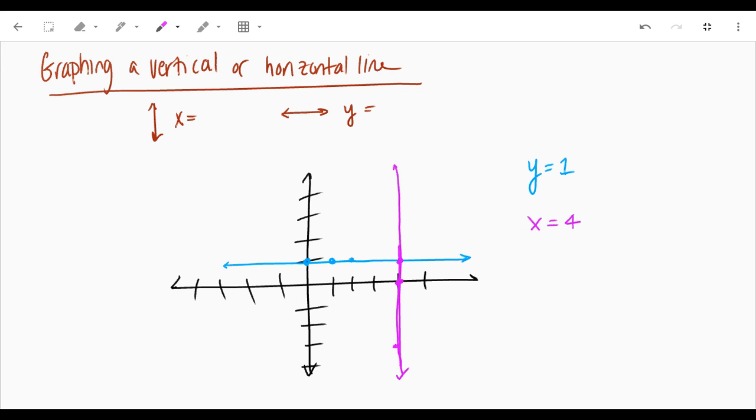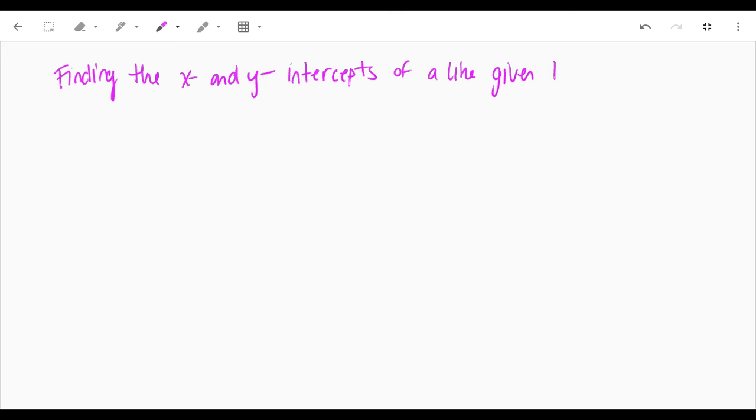Next one. We have finding x and y intercepts. Okay, so this is really building on the one that we just did a little two ago. Finding the x and y intercepts of a line, given the equation, and they're calling it advanced. You guys are advanced. You got this. I think the only thing that's making this advanced is that there's fractions involved.